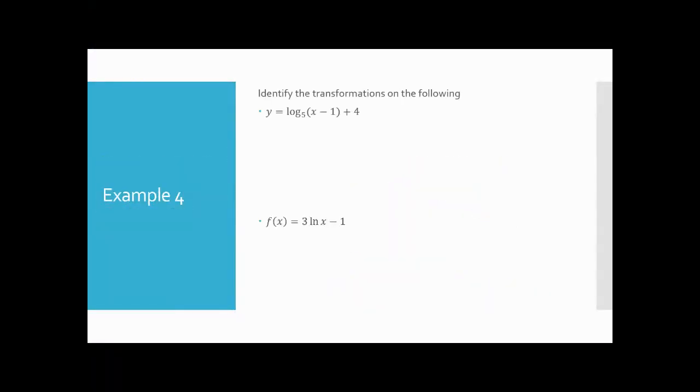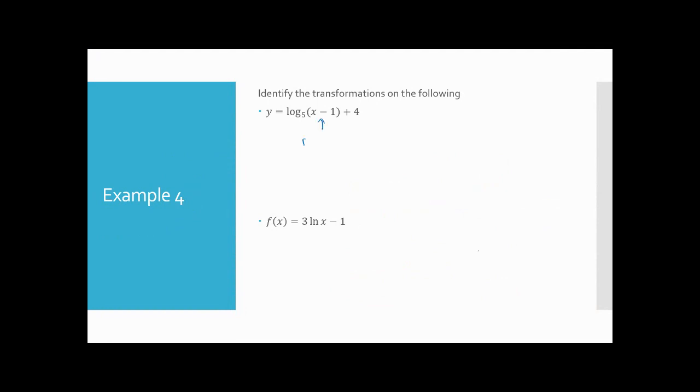So, going back, and this is actually my final example because this is basically the last thing that you see in the section. We're going to just identify these transformations, and we're going to do it without graphing, just by knowing those rules. So the first one, we have y equals log base 5 of x minus 1 plus 4. So the minus 1, that's in parentheses, so that means it's happening to the x, and it's the opposite of the sign. So since it says minus 1, that means we're moving to the right, we're actually adding 1.